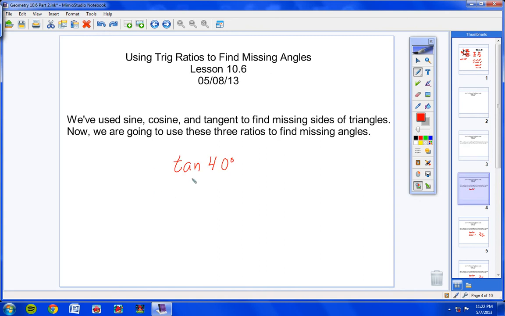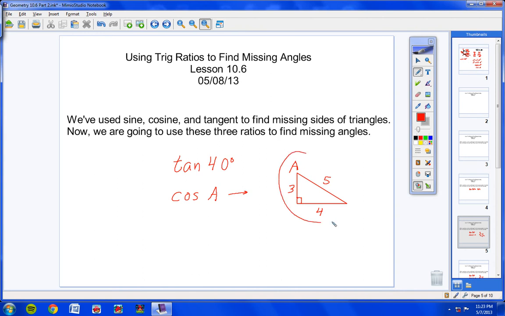Let's review for a second. Have I not taught you how to find the tangent of 40? You don't have to write this down. You can if you want to. You can just watch. It's up to you. Sure, I have. With your calculator, you hit the tangent button and then 40, and you get 0.8391. We've learned how to do that, haven't we? Okay, we've also learned how to do this. We've learned how to find the cosine of an angle when I give you a triangle. You say we have? Well, sure we have.